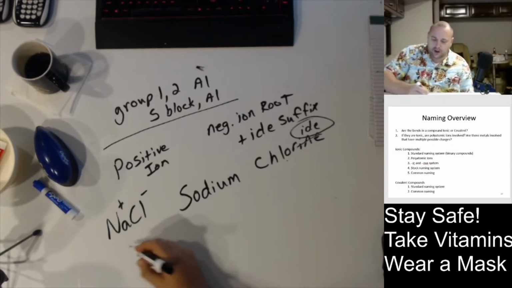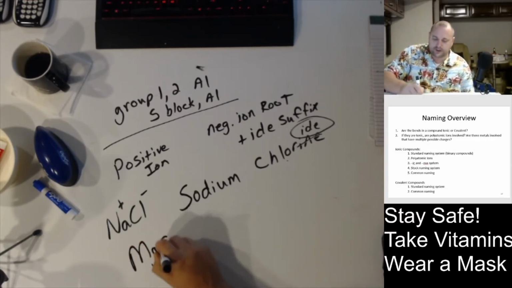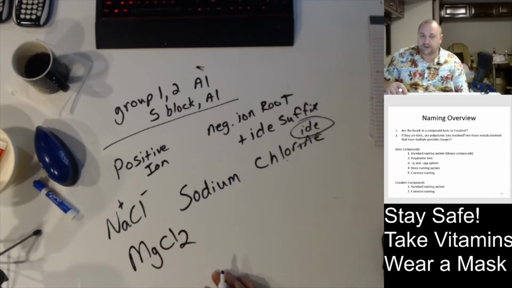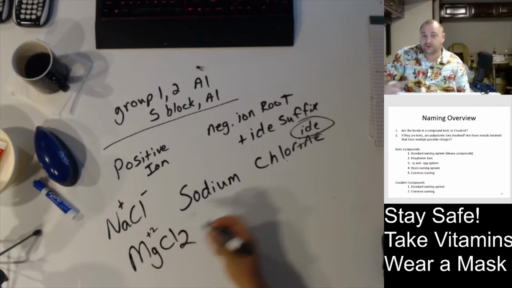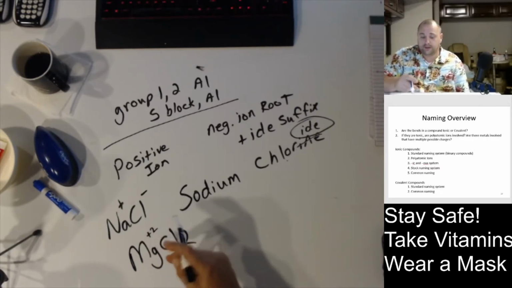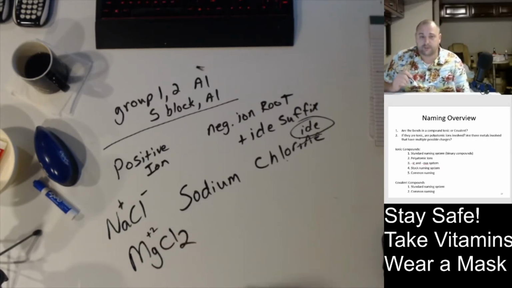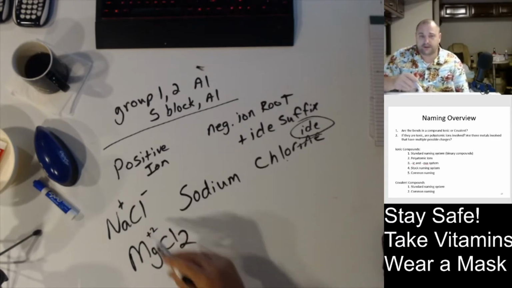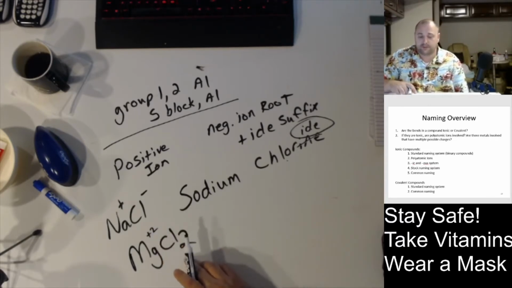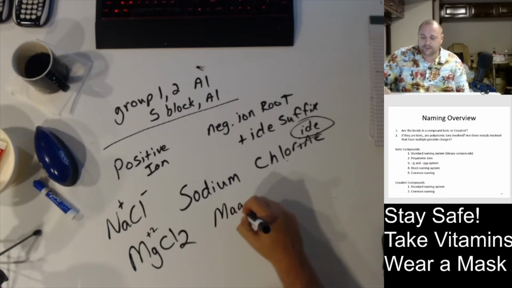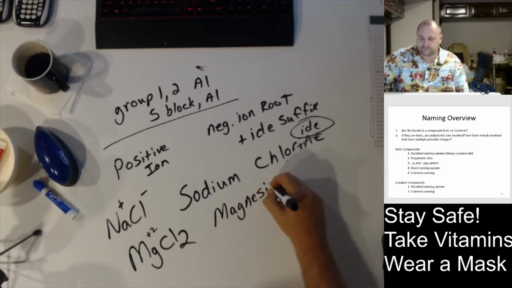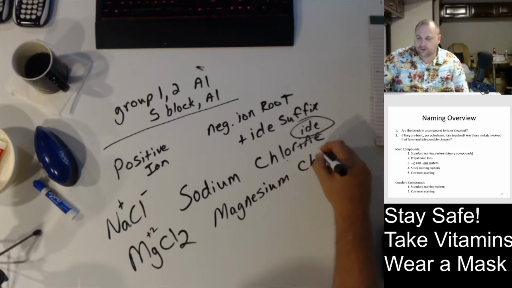Let's try another one here. Let's do that one I drew just kind of randomly a while ago, MgCl2. Mg is in group 2. It'll be a +2. I don't need anything other than the fact that it's a positive. Chlorine is going to be a negative charge again. So again, this will be magnesium chloride.